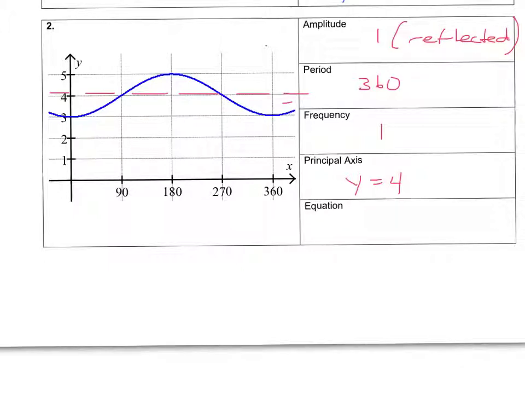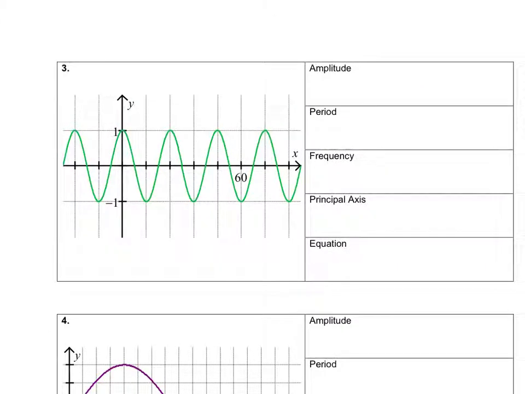And the period is 360. So putting all that information together, I get the following equation. Notice that the equation has a negative sign in front of the cos because it starts negative. And notice that there's a plus 4 at the end. This plus 4 means that the principal axis and the entire function moved up 4 units. Alright, well, try the next example.